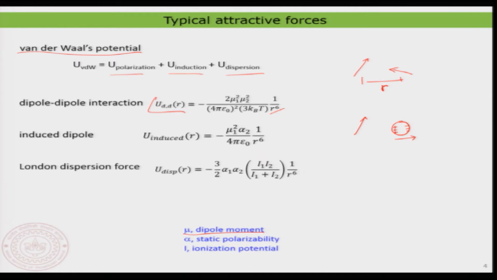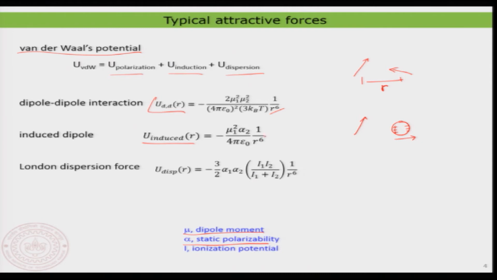So, that means the dipole moment of the molecule and also something called the polarizability, the polarizability of the second molecule, would decide. Polarizability is the strength of a given molecule, how much it can be polarized. So, that is what it means. Those two quantities would decide the potential for the induced dipole.